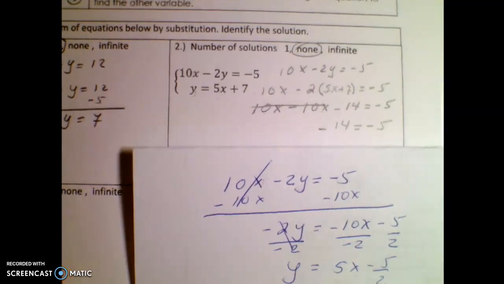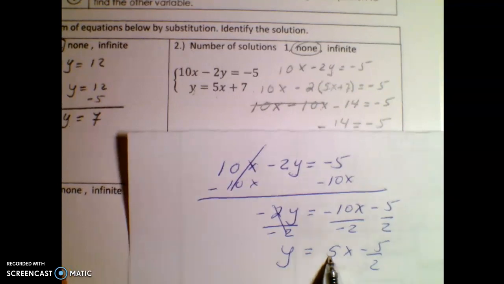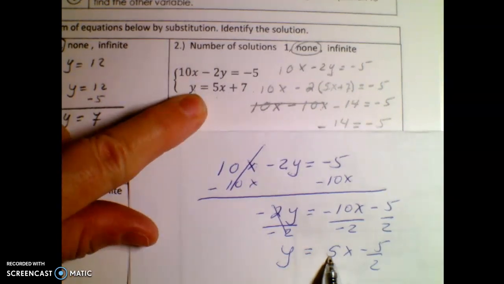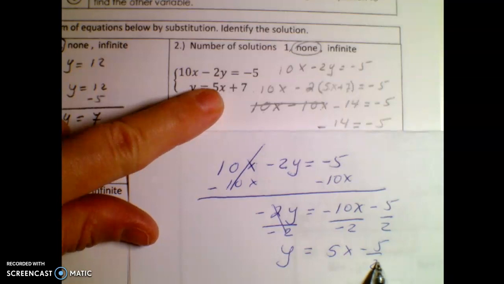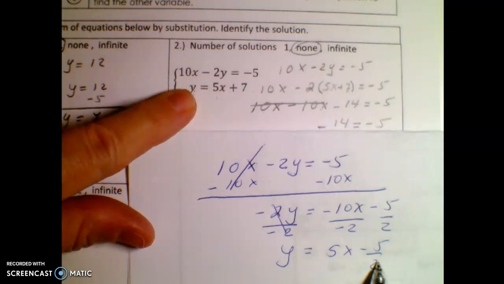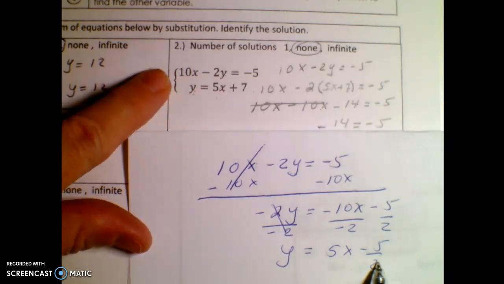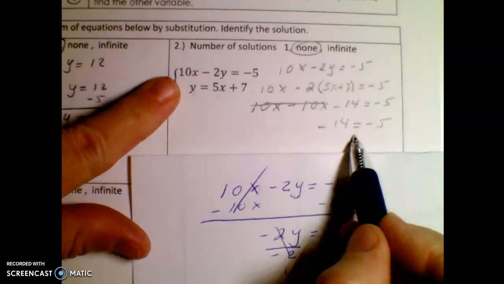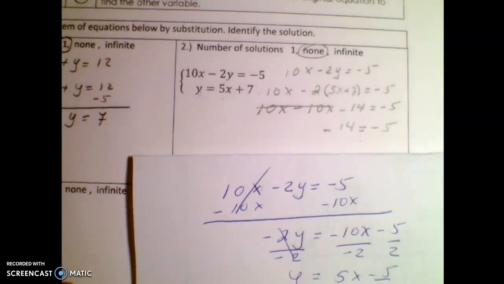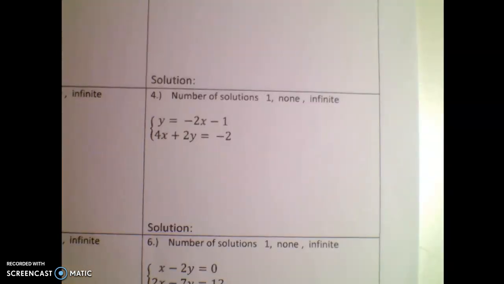And you can see that this line has the same slope as this one, and it has a different y-intercept. So this line is parallel to this line. But you wouldn't be able to tell that from the form that they're in. But when you solve it, you get an answer that makes no sense. Okay, so let's do another one. All right, so let's do number 4.